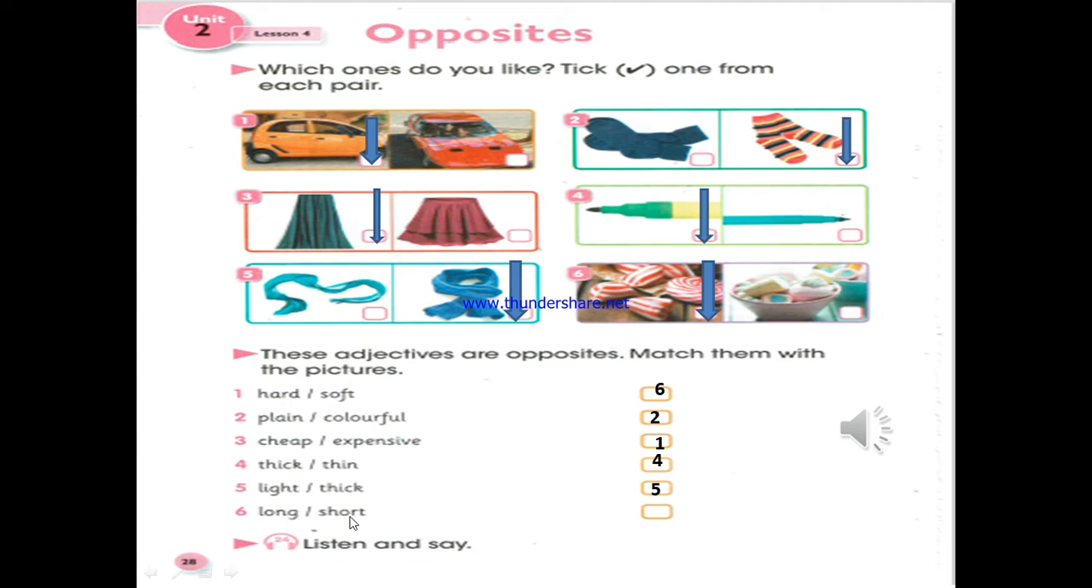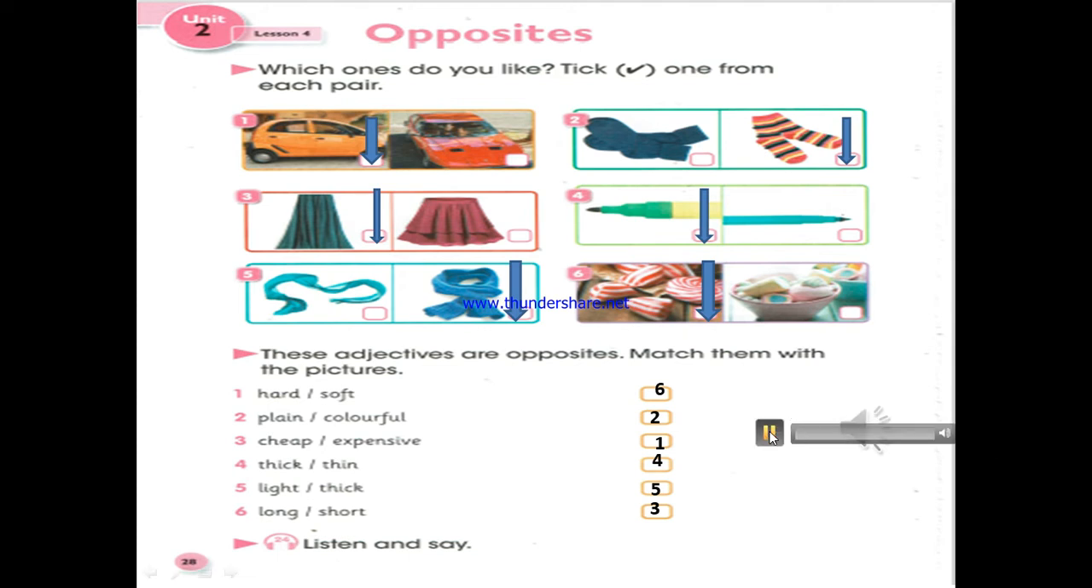Six. Long, short. I think the last one, it's number 3. This is the long skirt and this is the short skirt. Long, طويل. Short, قصير. Let's see. Good. It's 3. Yes.